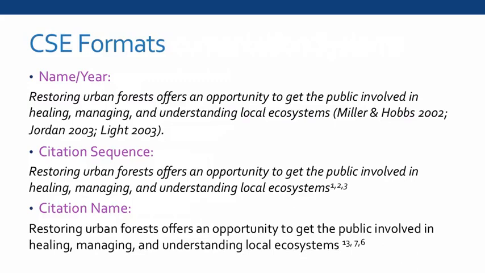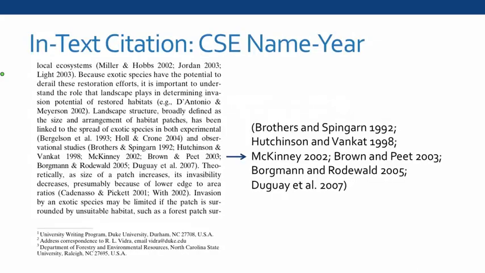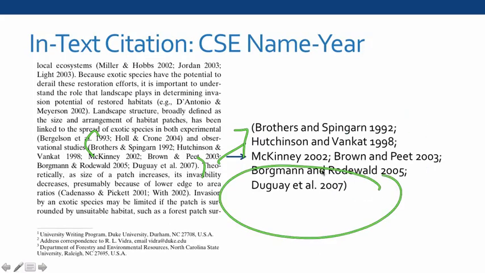So here I have a paragraph from one of my papers, and I have cited a bunch of papers in here, which you can see over there. And what you'll notice is that I'm using the name year format, and I've ordered my references in chronological order. There's something else interesting to note here. That's the last reference, Duguay et al., 2007. Why do I have et al.?